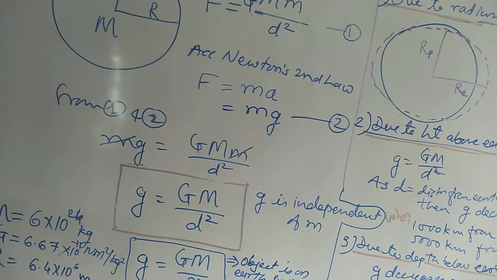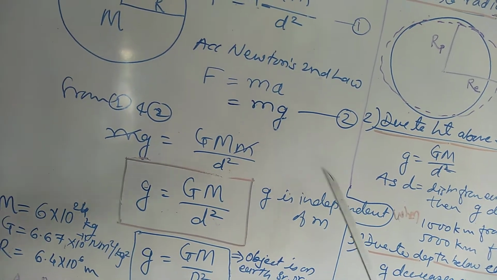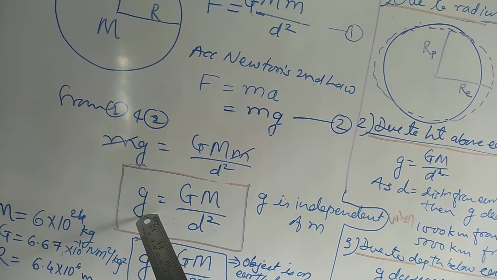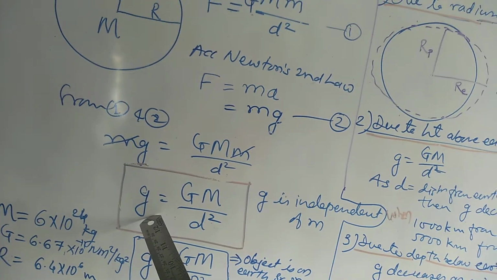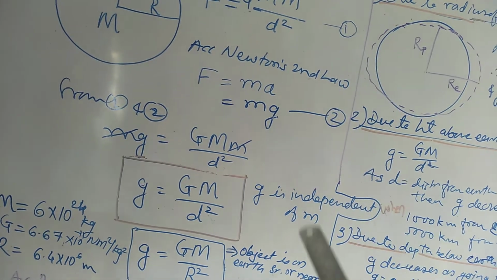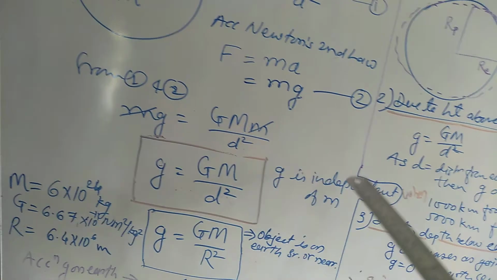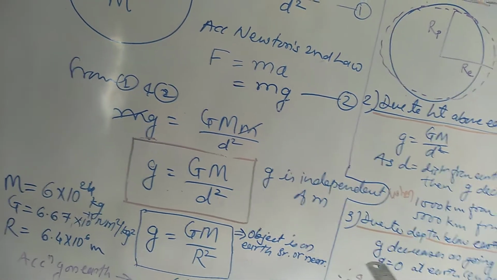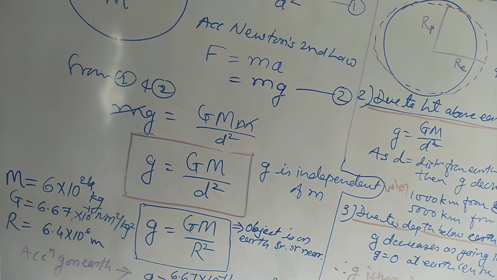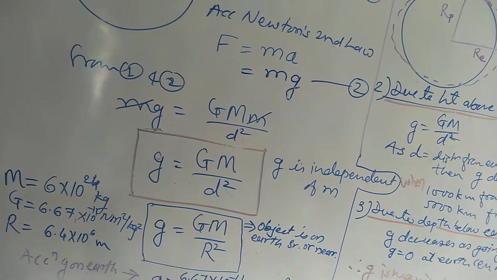What does it mean? Whether the object is heavier or lighter, g is the same for all objects. It means that the acceleration will be the same for all objects, so all objects will fall at the same rate. If different objects are released from a certain height, they will fall at the same rate, and they will strike the ground at the same time.